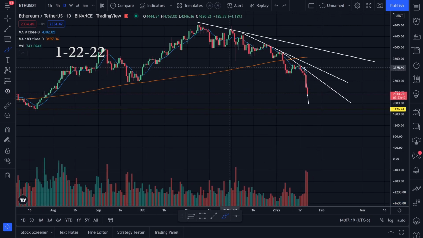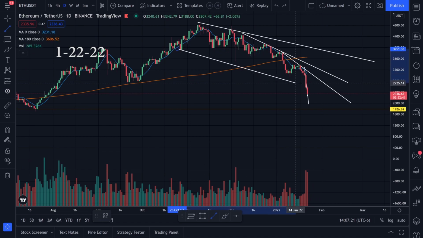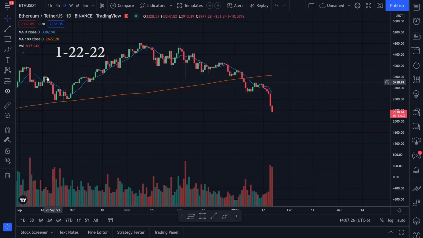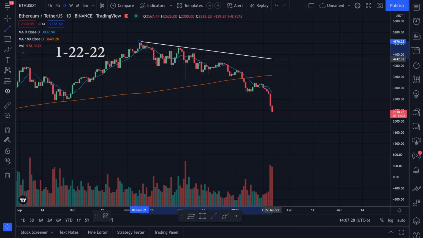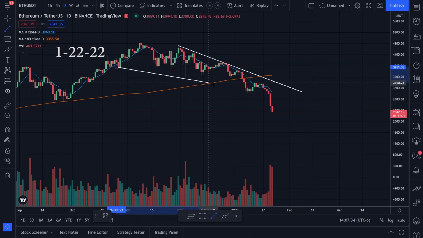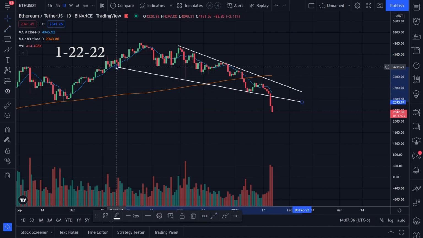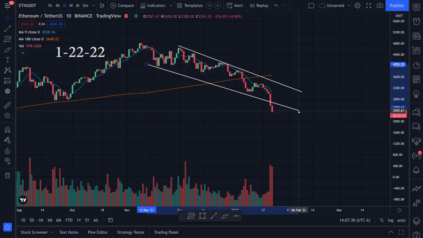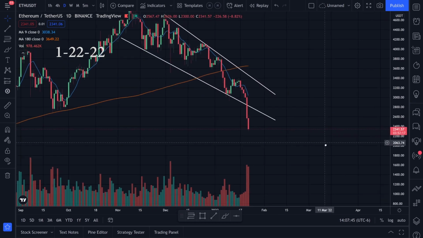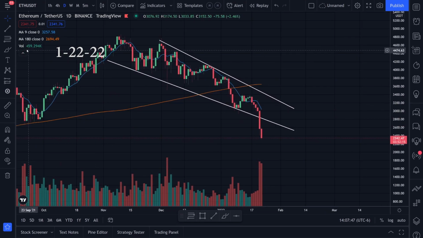So it looks like we broke out on a pattern. Maybe we could do something like this. The other thing I was watching is a falling channel. Let's see, it was something like this. We had a downtrend like this, and then we had support and support. Maybe it was more something like this. Yeah, something like that. So we have this falling channel pattern.